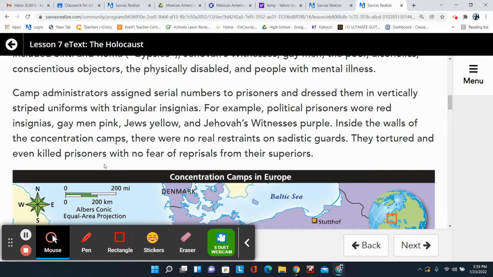Camp administrators assigned serial numbers to prisoners, then dressed them in vertically striped uniforms with triangular insignias. For example, political prisoners wore red insignias, gay men pink, Jews yellow, Jehovah's Witnesses purple. Inside the walls of the concentration camps, there were no real restraints on sadistic guards. They tortured and even killed prisoners with no fear of reprisals from their superiors.